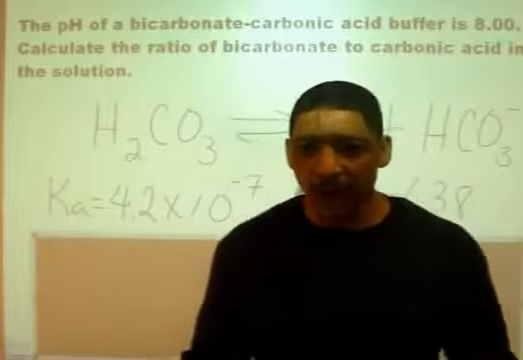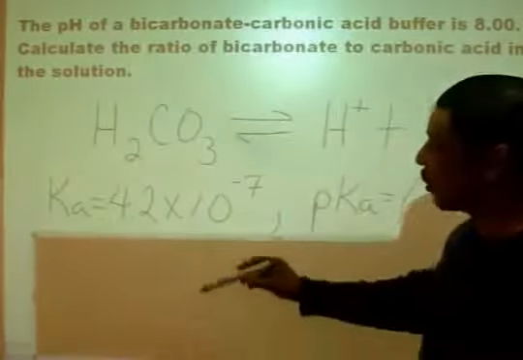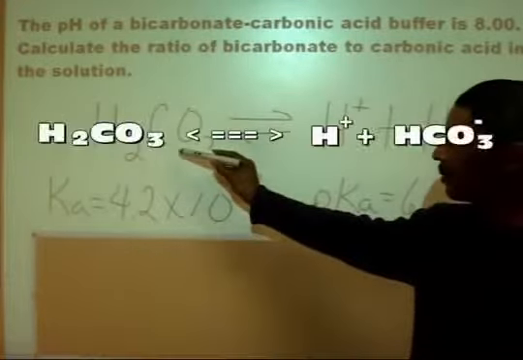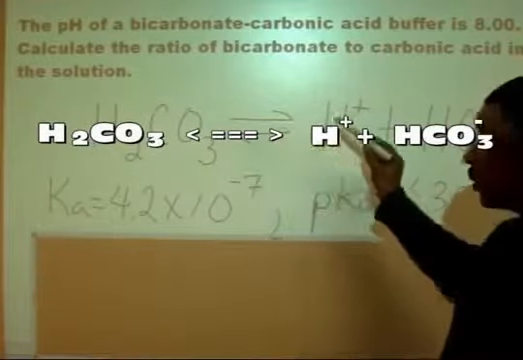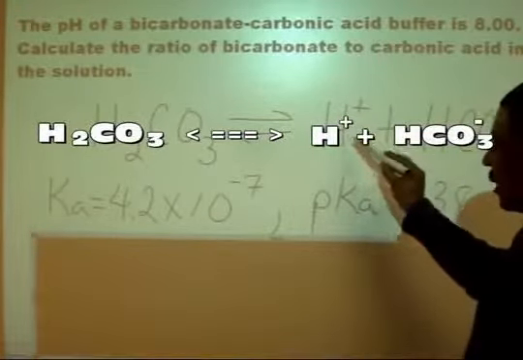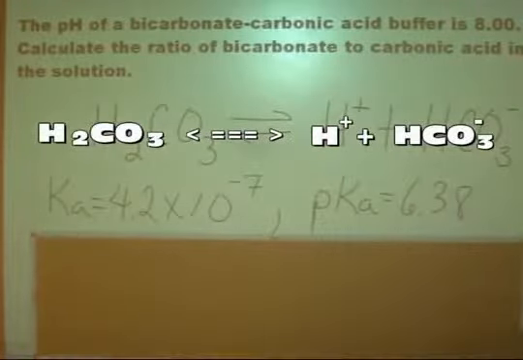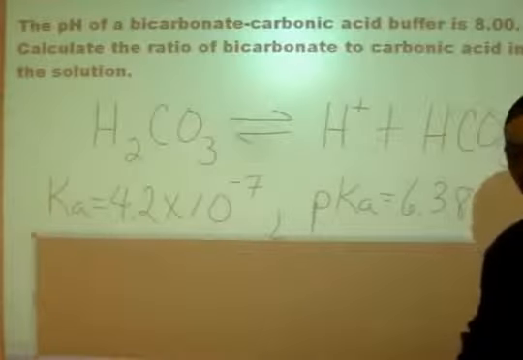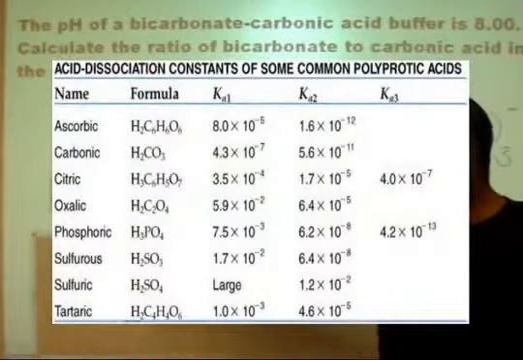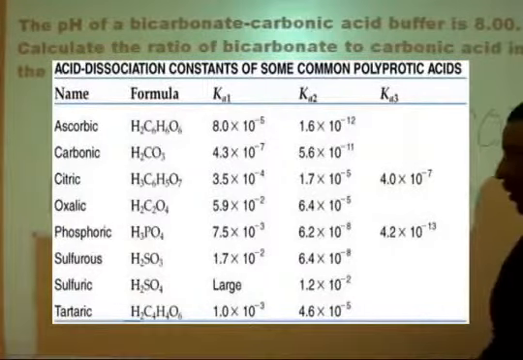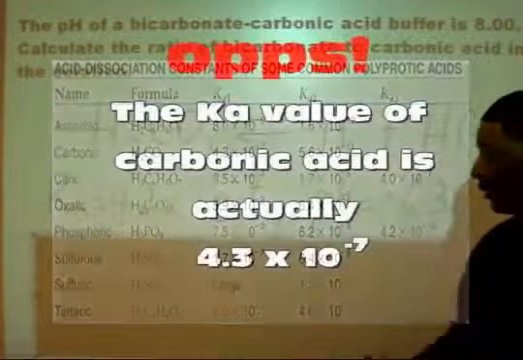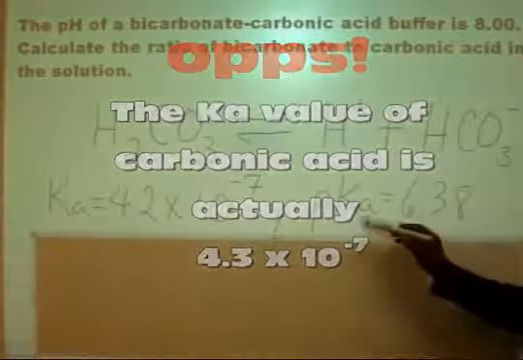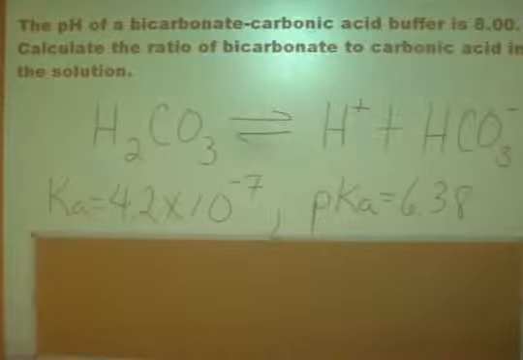Our first step in solving this particular problem is to write the equilibrium equation, where carbonic acid dissolves in water and reaches equilibrium with hydrogen ion and the bicarbonate anion. From a table of acid Ka values, the Ka value for carbonic acid is 4.2 times 10 to the minus 7. Taking the negative log of our Ka, we calculate a pKa of 6.38.